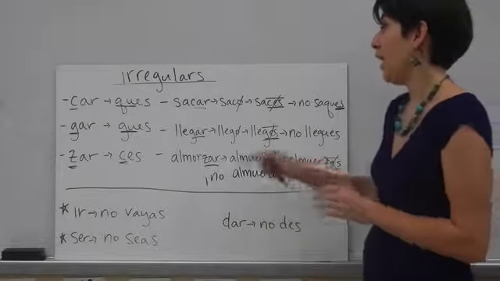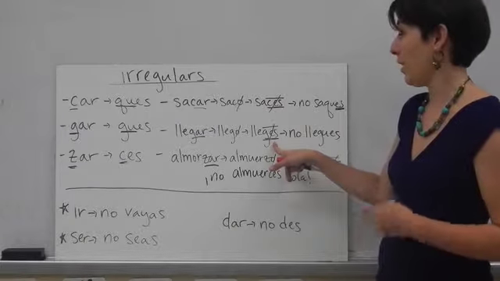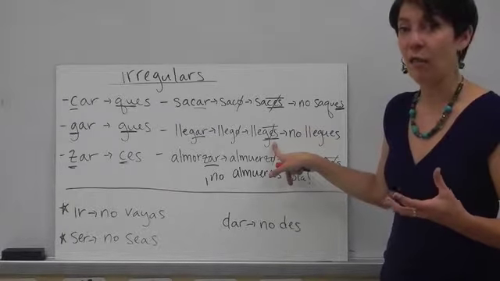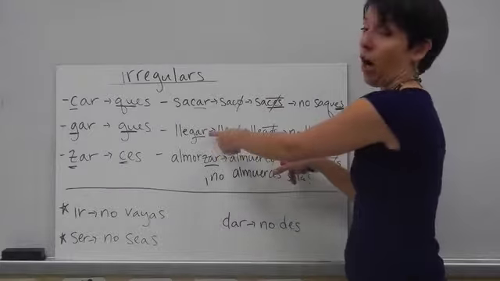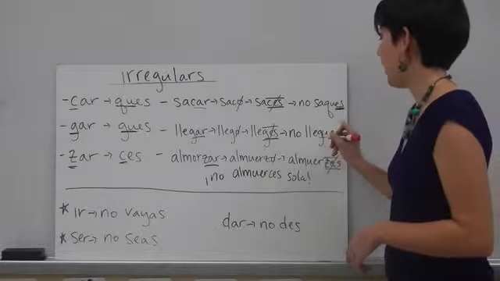Gar's the same thing. Llegar goes to llego, but when I add the opposite box 2 ending, it becomes llegues with a soft G. We can't have a soft G because llegar has a strong G. So we have to add a U, and you get no llegues.